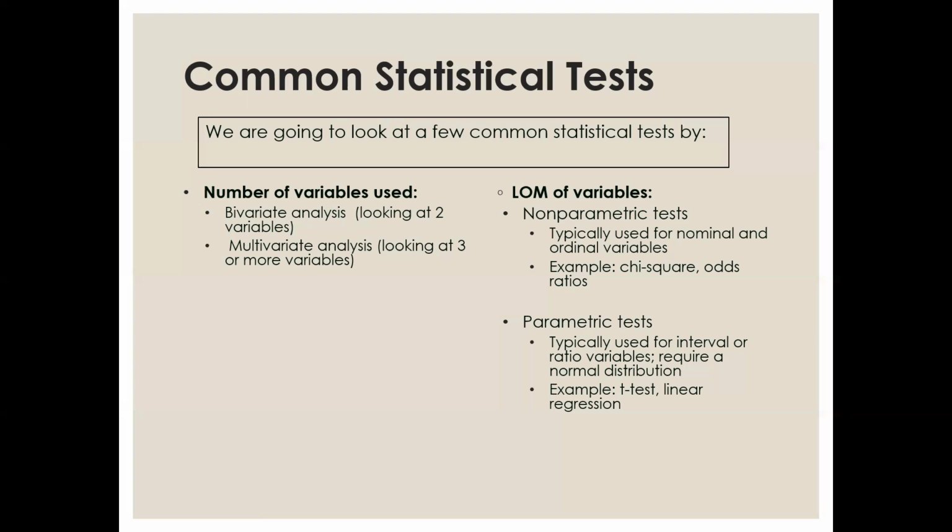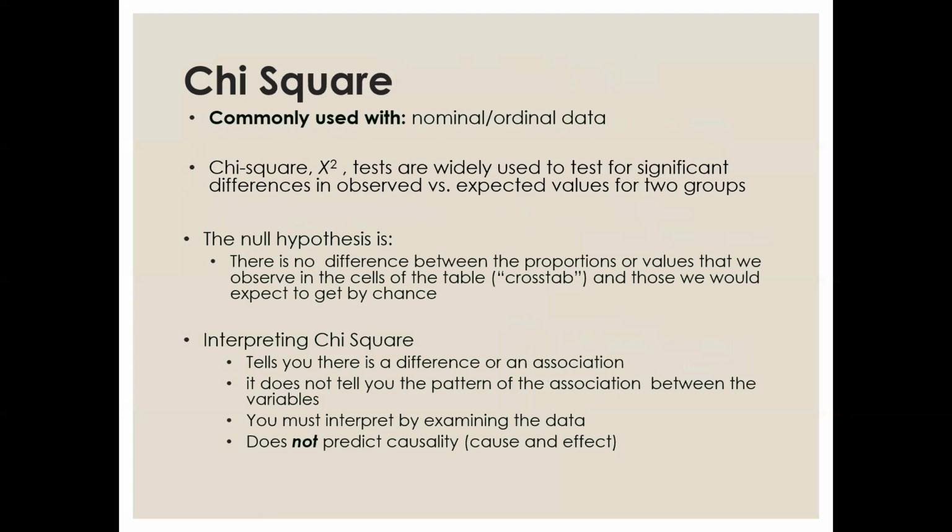So you want to know how many variables am I testing? And then again, what's my LOM, my level of measurement, right? Those are the things we're looking at in deciding which test is appropriate. And again, chi-square, you're going to see everywhere. If you think about it, a lot of the things we measure in health sciences may be nominal or ordinal level. So chi-square allows us to look at those differences. Again, chi-square will not tell you if there is a direction or if there is causality. It just tells you association and patterns of association.